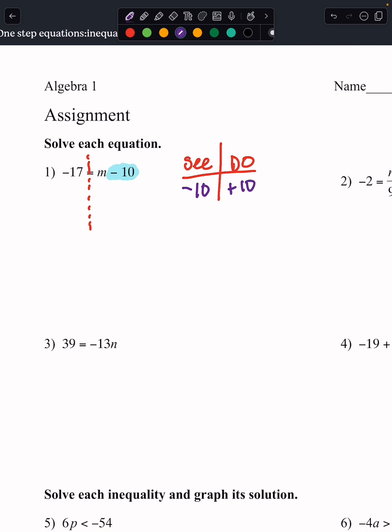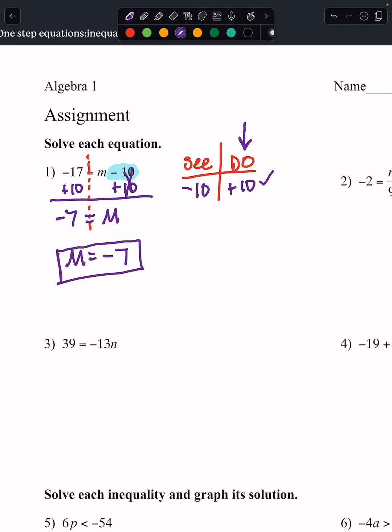Now that I've taken care of that, I need to actually do what I said I need to do. Make sense? So let's add 10 to both sides. I have to do it to both sides to make sure it's balanced, to make sure it's fair. Negative 17 plus 10, remember, the signs are different, so I need to subtract the two. 17 take away 10 is 7. But 17 is the larger number, so the negative comes with that. So m equals negative 7. Okay?